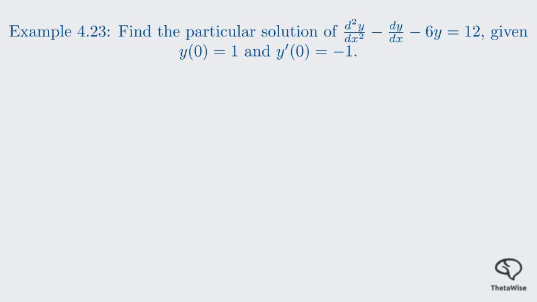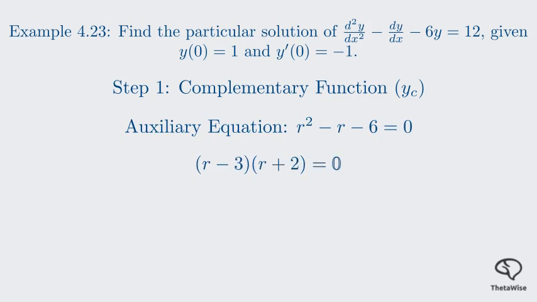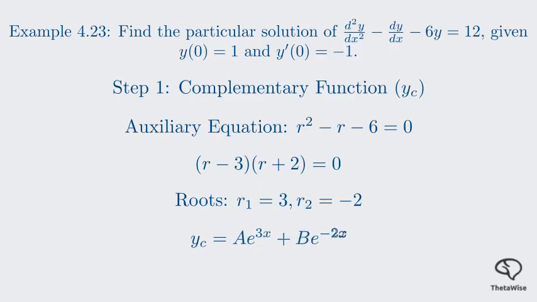As before, we start by finding the general solution. The process for yc and yp will be identical to the last problem. For the complementary function, the auxiliary equation is r squared minus r minus 6 equals 0. This factors into (r minus 3) times (r plus 2) equals 0, giving roots r equals 3 and r equals negative 2. So the complementary function is yc equals a e to the 3x plus b e to the negative 2x.